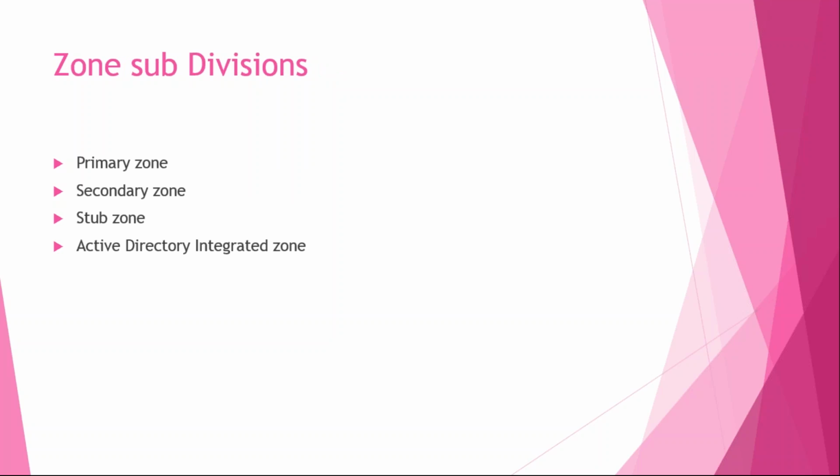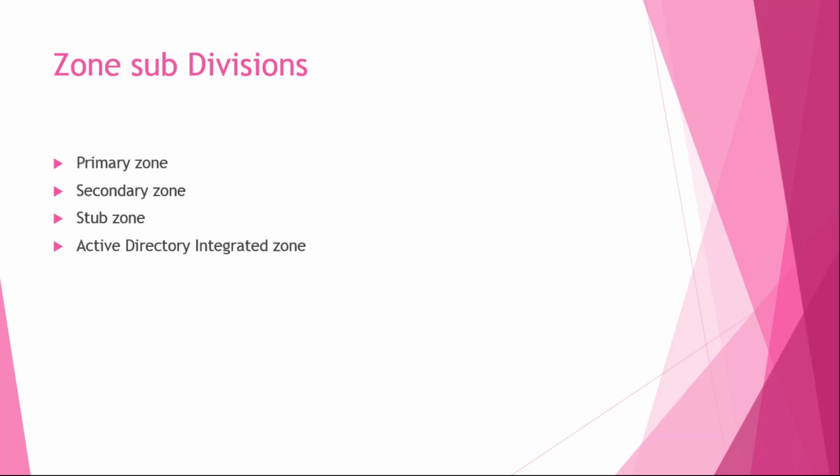Next one is zone subdivisions. There are 4 divisions for the zone. First one is primary zone, which is used for creating primary DNS server. Secondary zone, again it is used to create secondary DNS server. Now comes stub zone, and Active Directory integrated zone.